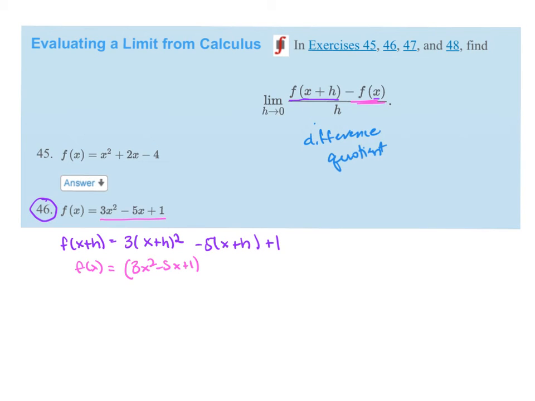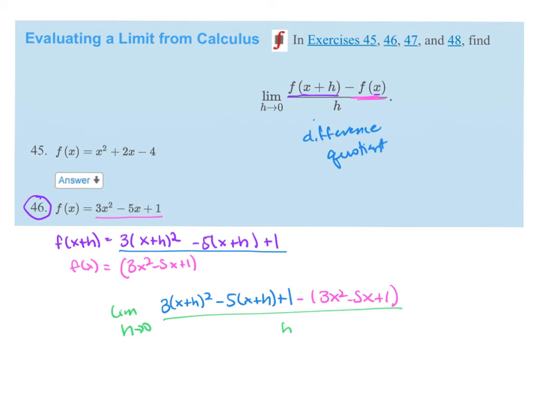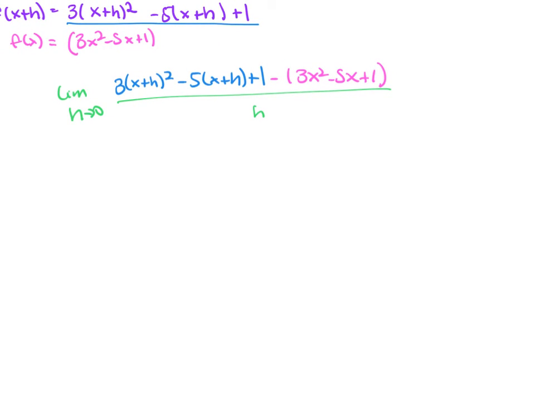So let's plug it into the difference quotient. We have, so this is our first value, 3 times x plus h squared minus 5 times x plus h plus 1, and then minus our f of x, so minus 3x squared minus 5x plus 1, and that's all over h. And again, we're finding the limit as h approaches 0. So that's how you set it up, and now the rest of it is just the algebra involved in solving it. So go ahead and try multiplying this through. You are going to get an equation at the end, but just try it out, and then I'll have the answer for you in just a minute when you return.